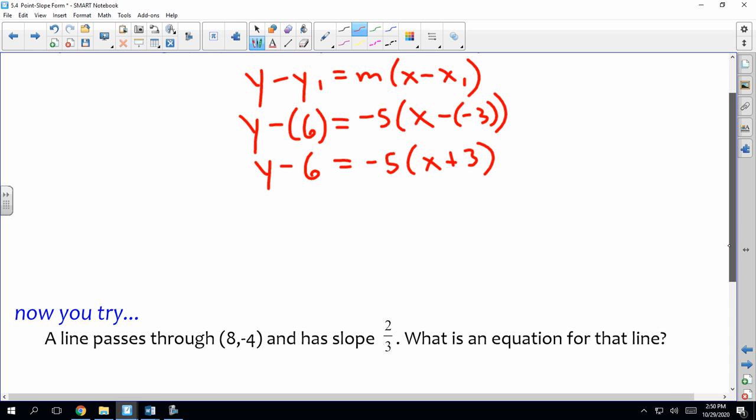That's it. So I'm going to have you guys try this one down here and put in what you think the equation is in point-slope form. So you guys are going to do that on your own.